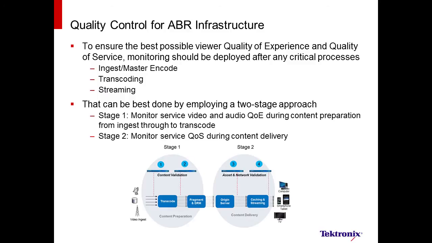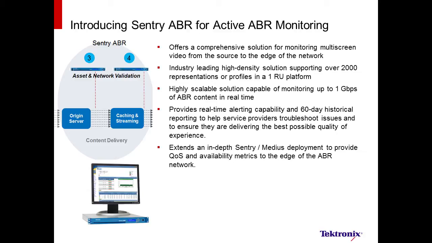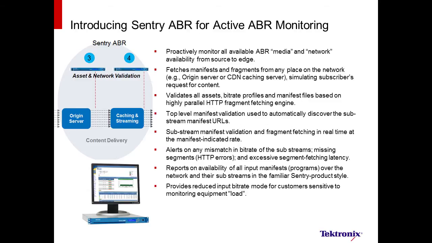For quality control, we will use a Sentry for monitoring the input and output of the transcoder. We will use the Sentry ABR for monitoring the output of the origin server, as well as the CDN or caching server. When monitoring the origin server and CDN or caching server, the Sentry ABR will accept over 2,000 profiles or representations at a rate of up to 1 gigabit per second and keep a 60-day historical database of all measurements for each profile. Sentry ABR will automatically retrieve the manifest file and verify the contents against the defined profiles. It will also alert on any mismatch in bitrate, missing segments, or excessive latency.